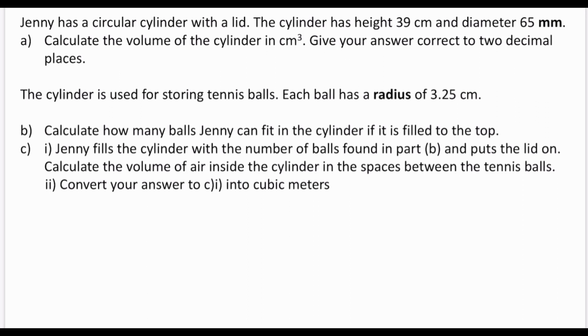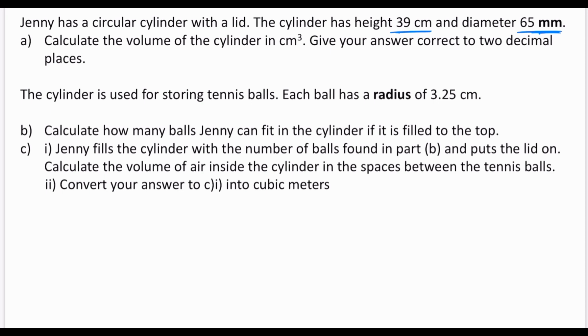Last but not least, we have this exercise. Jenny has a circular cylinder with a lid. The cylinder has height 39 centimeters and diameter of 65 millimeters. Notice in the problem, millimeters is in bold because they want you to understand we're not working with the same units. That means that we're going to have to convert.